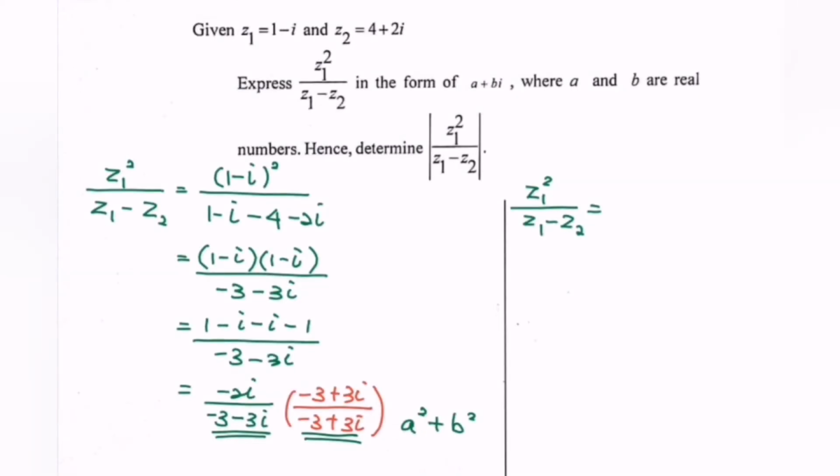So as a conclusion, z sub 1 squared over z sub 1 minus z sub 2 is equal to 1 over 3 plus i over 3.